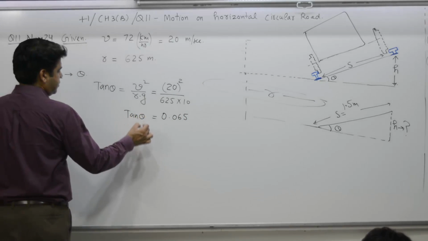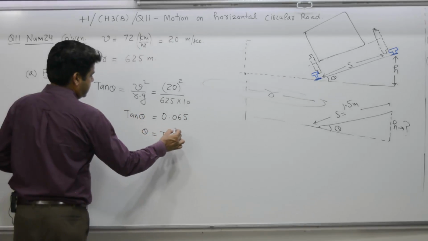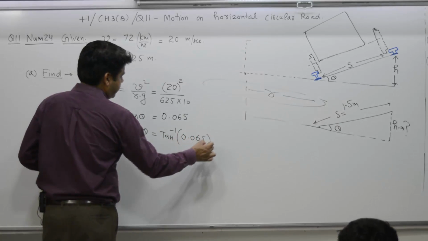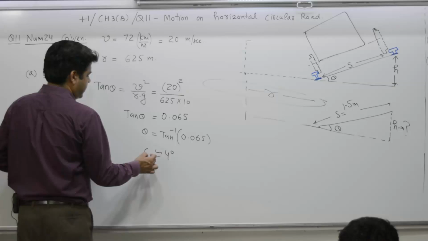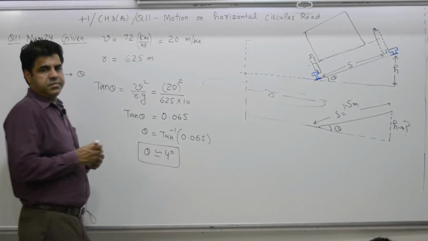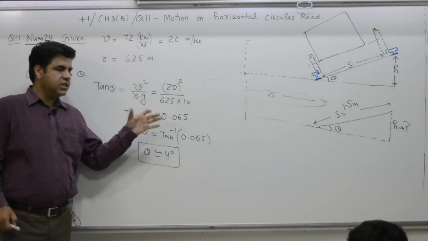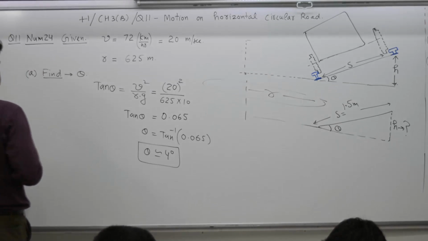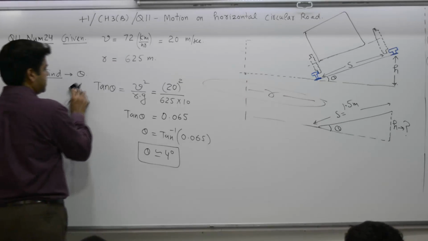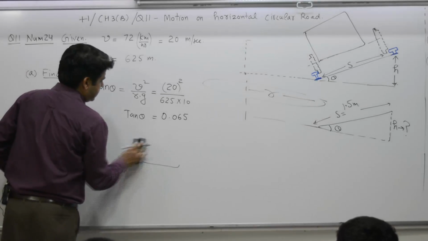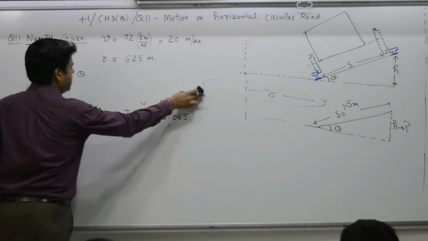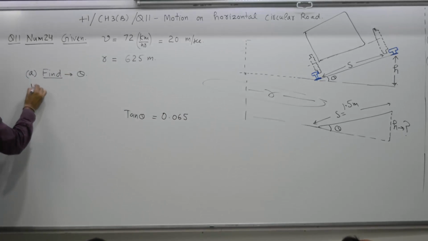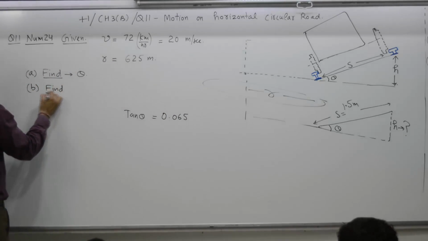Tangent theta is equal to this, theta is equal to tangent inverse 0.065, approximately equal to 4 degree. This is from the tangent theta table, this value comes out to be approximately 0.04. Second part, B part. B part deals with find H.